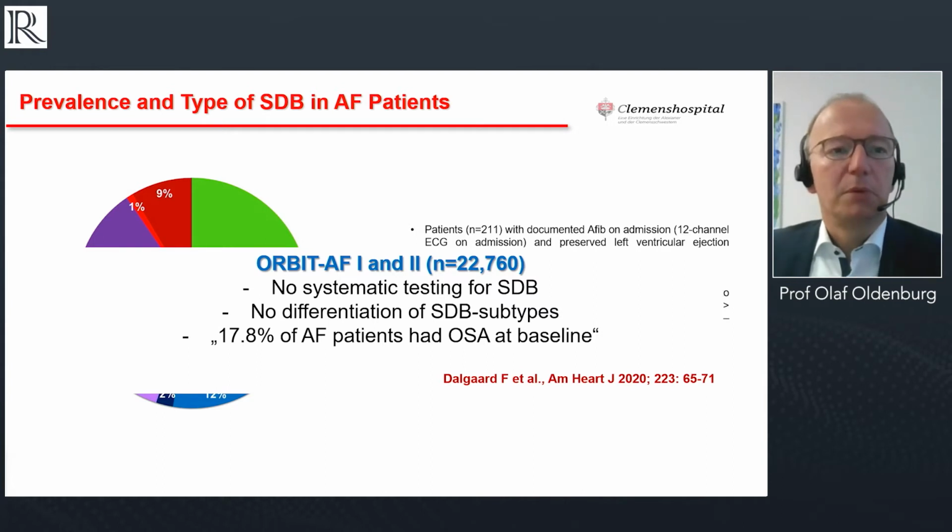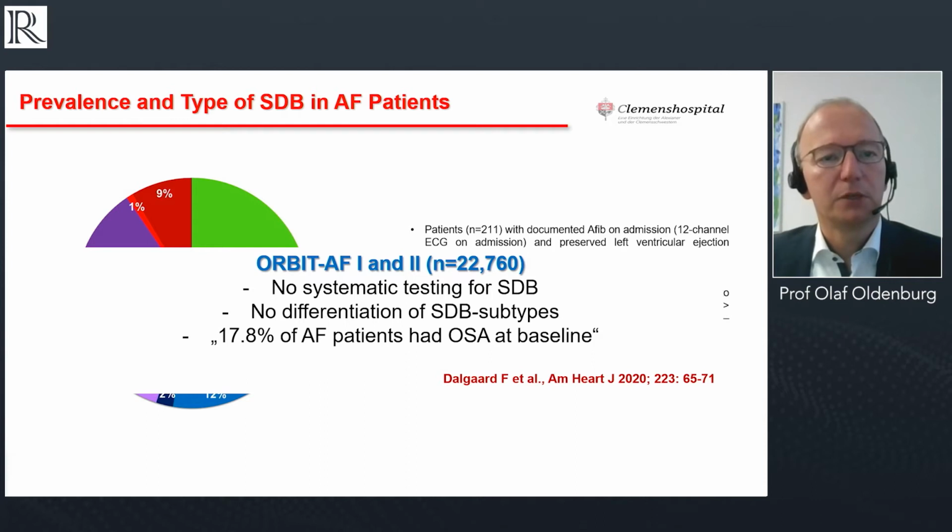What is the big data about the prevalence of sleep disorder breathing? There are the ORBIT-AF 1 and 2 trials, including more than 22,000 patients. But of course, as in every one of these large-scale trials, there's no systematic testing for sleep disorder breathing, and there is no differentiation between sleep disorder breathing subtypes. So there is no clue about obstructive, central, or mixed sleep apnea. But the main conclusion of these two trials is that about 18% of AF patients might have obstructive sleep apnea at baseline. But again, there's no testing, that's only taking the history or asking for a CPAP machine or something like that within these trials.